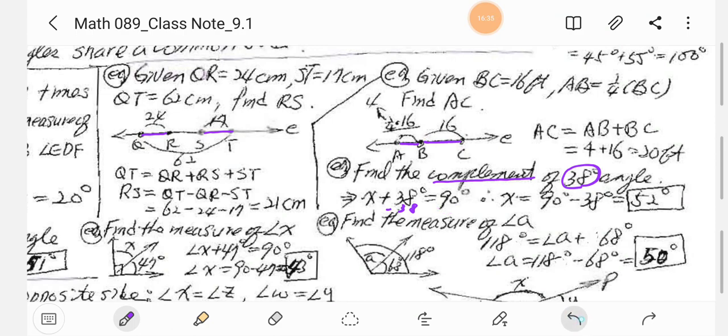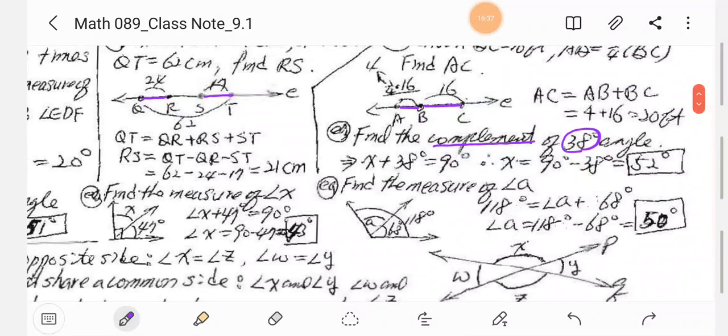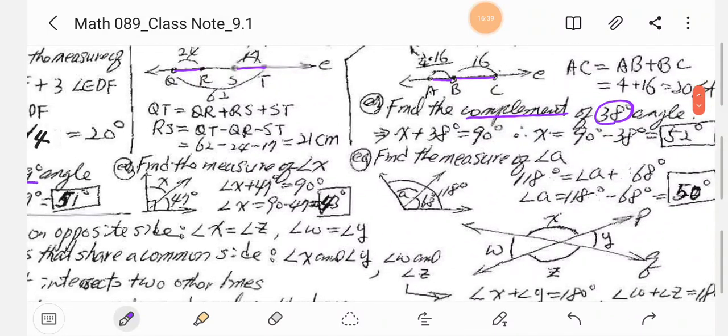Okay, and then next one, find the measure of angle A. So angle A is this one. So the total angle is 118 and this angle is 68. So the angle A will be what? The difference between these two, right? 180, the total angle, minus this angle. Right? So it will be 50 degrees. Simple, isn't it? Okay, next.